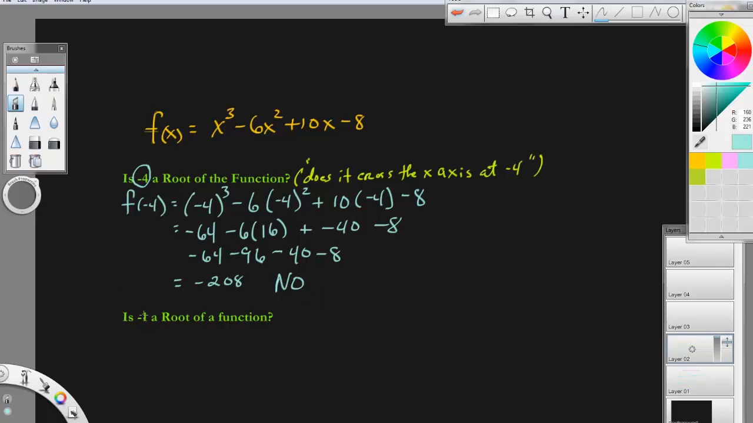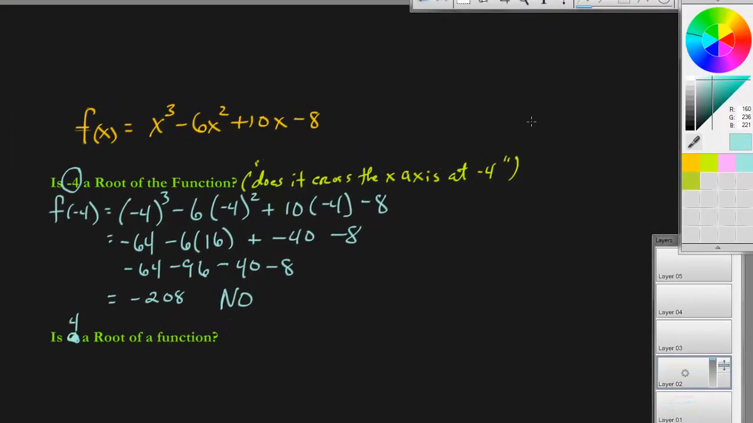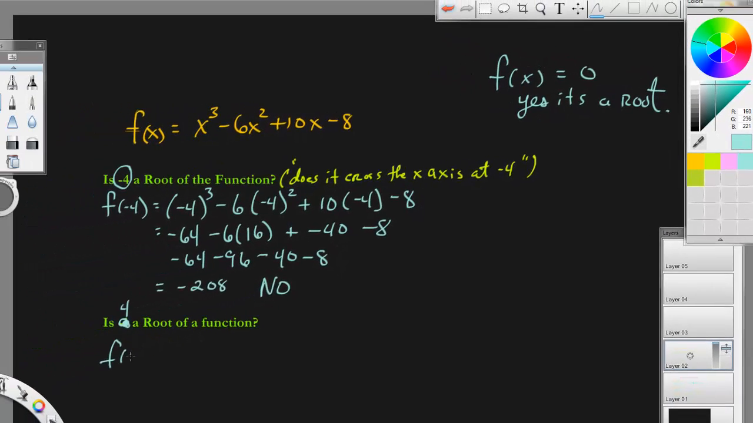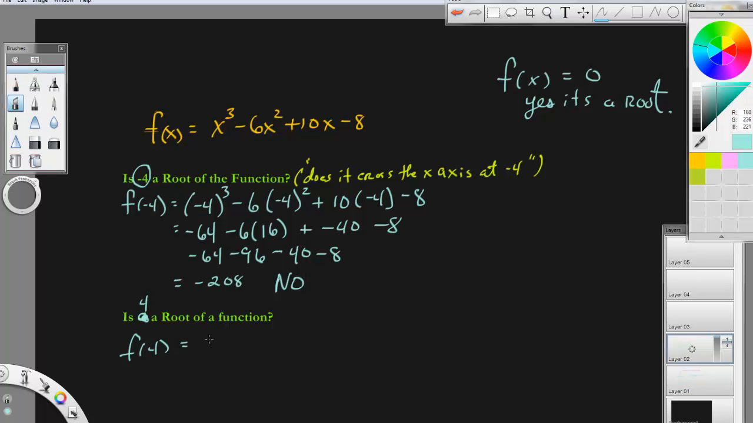Now, let's change this one, because I did miscopy this, and make this a +4 and see what happens. Remember, when you take the root of something, it is a root if it equals 0. So if f of whatever you are putting in there equals 0, then yes, it's a root. That's the rule you have to remember. So let's try it at +4 this time. So that'd be f of 4 cubed minus 6 times 4 squared plus 10 times 4 minus 8.